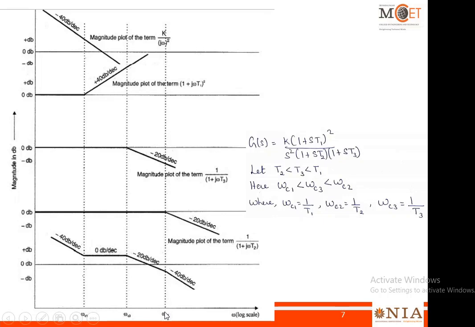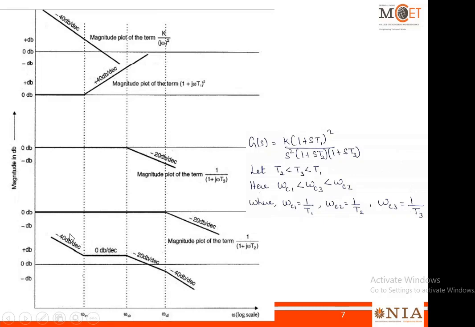After this cutoff frequency omega c2, the graph is already continuing with minus 20 decibels, and now you have a contribution of another minus 20. So it is minus 20 plus minus 20, which is minus 40 decibels. So the curve will continue with minus 40 decibels per decade slope. This is your final Bode plot.